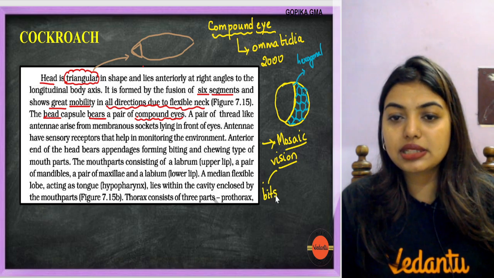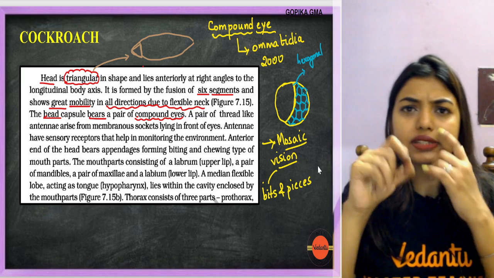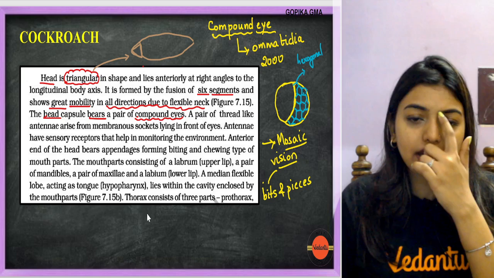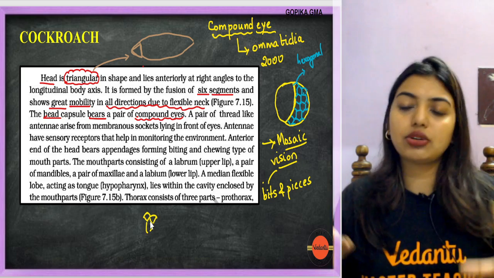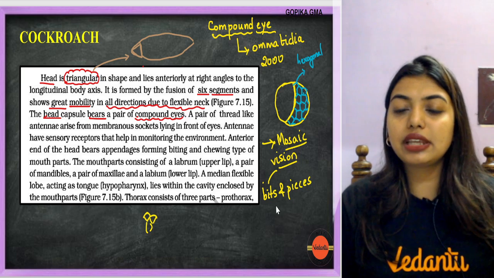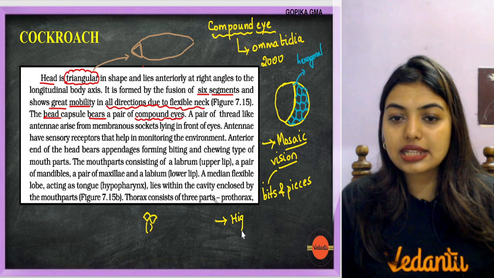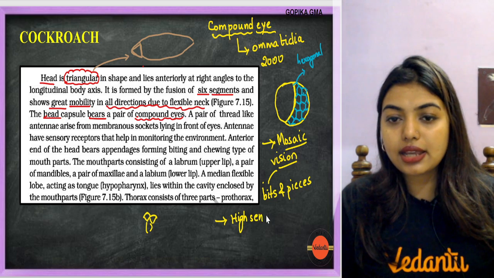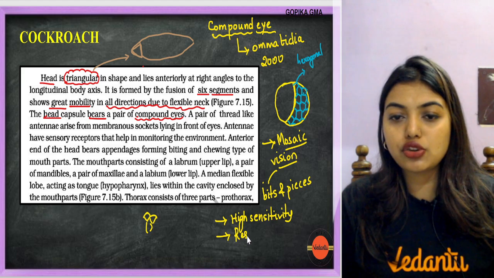It will be bits and pieces. I think all of you would have seen mosaic tiles. It will be very blurry, with so many different pieces together like that. Mosaic vision, so it will be in bits and pieces. Now these eyes that we are talking about have high sensitivity, but very bad resolution. Resolution is low.